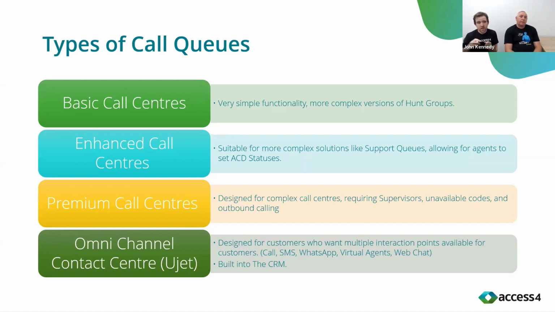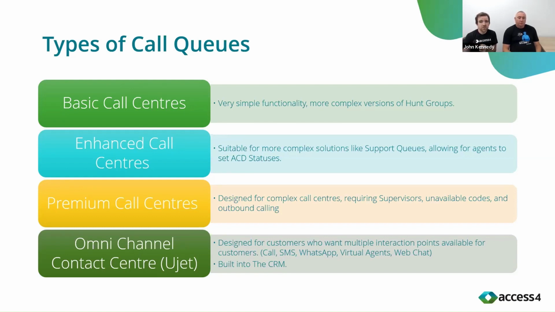Think of it more like a hunt group and then adding the queuing functionality onto it. So you're always in there, can be ringing a few different people at once, that kind of functionality. Enhanced call queues then add additional functionality on top of that, things like ACD status. So I'm out to lunch, I don't want to receive calls right now, being able to change that status. Premium is then more for complex call flows on top of that.